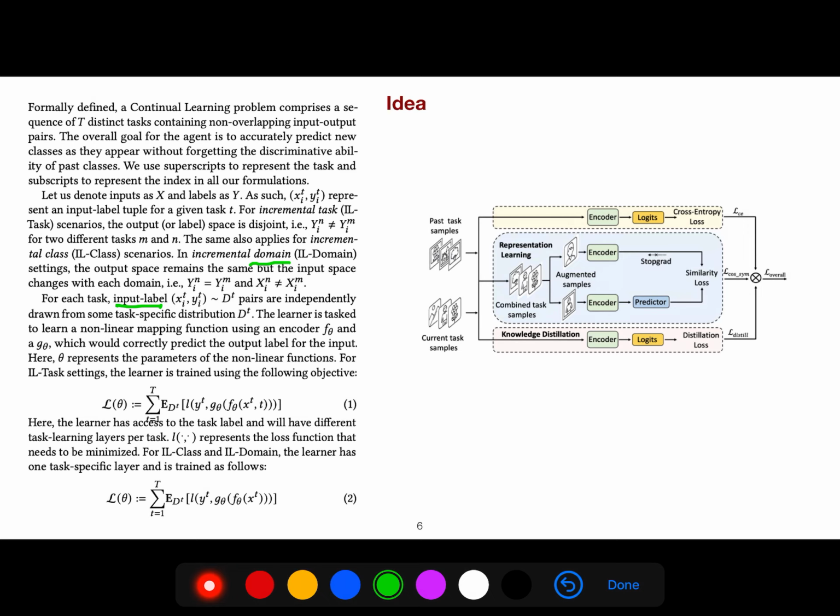The learner is tasked to learn a nonlinear mapping function using the encoder f theta and g theta, which would correctly predict the output label for the input. Theta here represents the parameters of the nonlinear functions. Here the learner has access to the task label, and we have different task learning layers per task. And this L is the loss function that needs to be minimized.